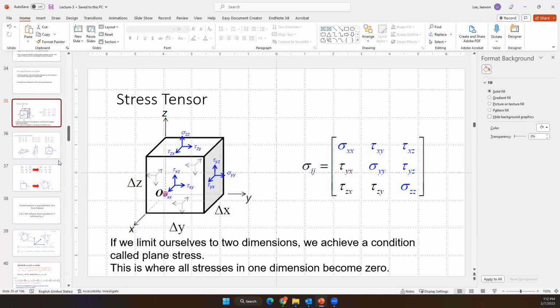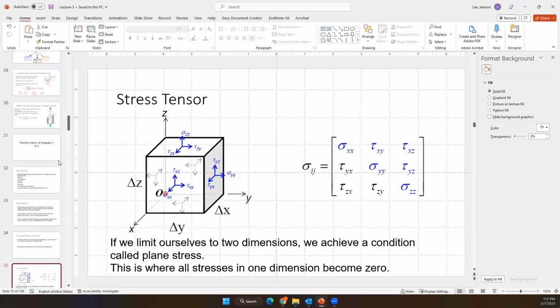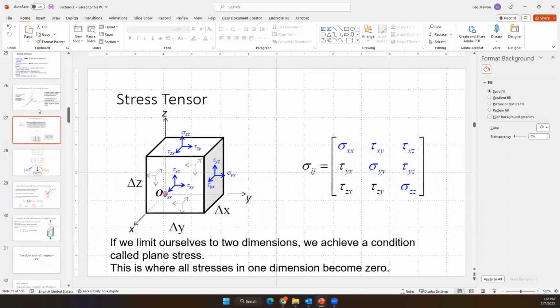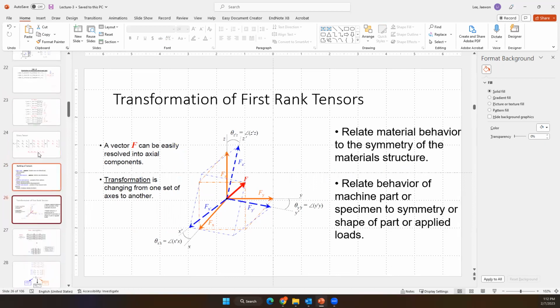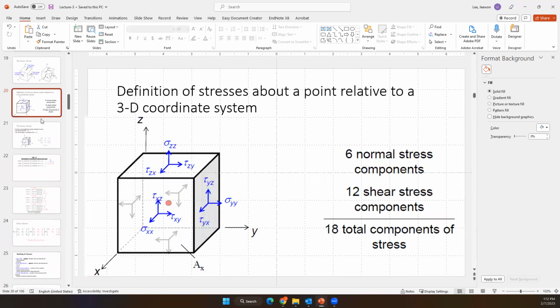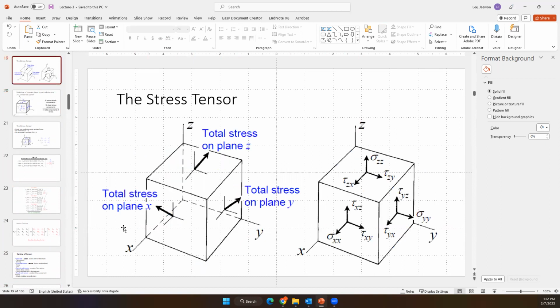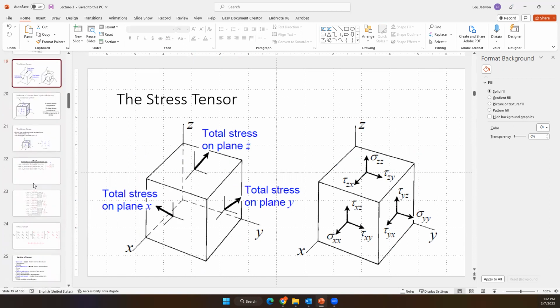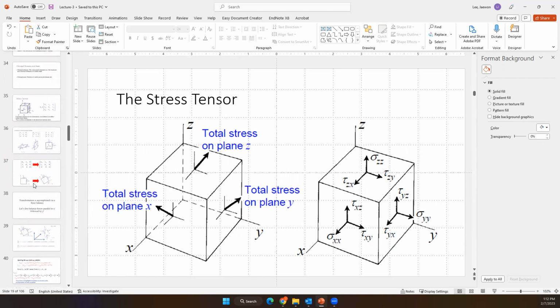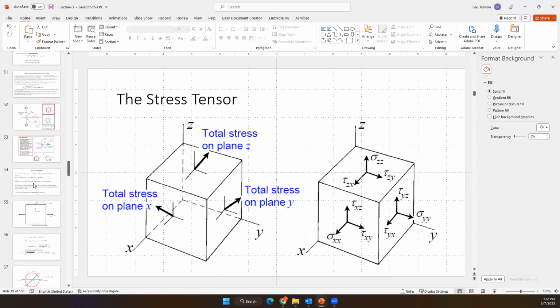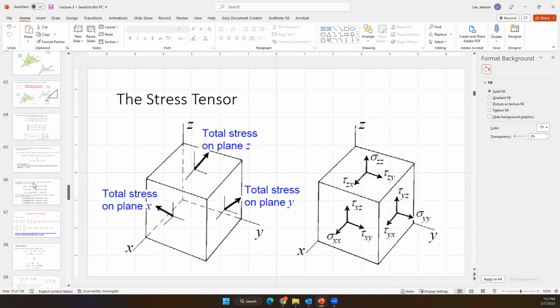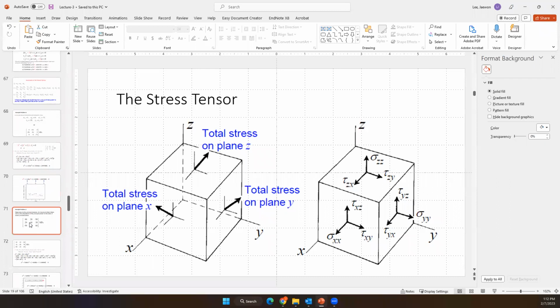Yeah, here. It is the same as the stress tensor, I think. You see that this one has different stresses, shear stress and normal stress. Shear stress and normal stress right there. So they're going to have the same rotation or directions.